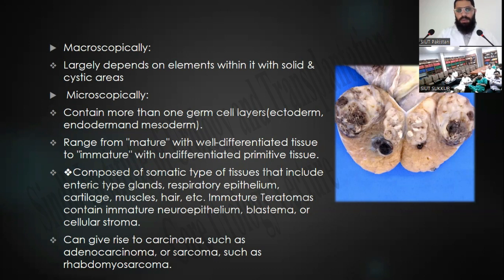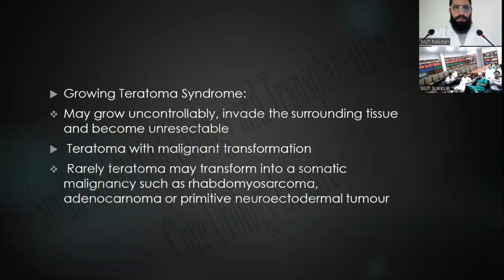Immature teratomas contain immature neuroepithelium, blastemas, or cellular stroma. They can give rise to carcinoma such as adenocarcinomas or sarcomas such as rhabdomyosarcomas. Growing teratoma syndrome is where they may grow uncontrollably, invading the surrounding tissues and become unresectable. And teratoma with malignant transformation, as already discussed, rarely teratomas can transform into somatic malignancies such as rhabdomyosarcomas, adenocarcinomas, or primitive neuroectodermal tumors.